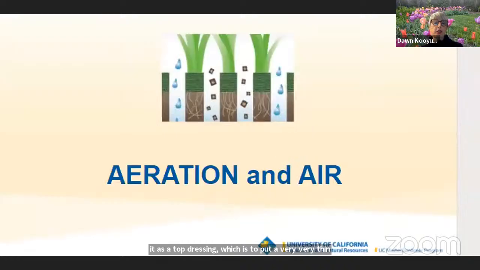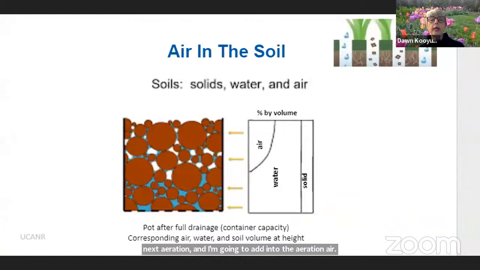So next, aeration, and I'm going to add into the aeration air. And you'll find out in a minute why. It's really, really important for there to be air in the soil. And this diagram shows you the round balls. The brown balls, of course, are the different components of the soil, the solid components. But notice the blue. The blue's the water. The white is the air. So you have both air and water. And notice how the water tends to go down to the bottom of the pot.